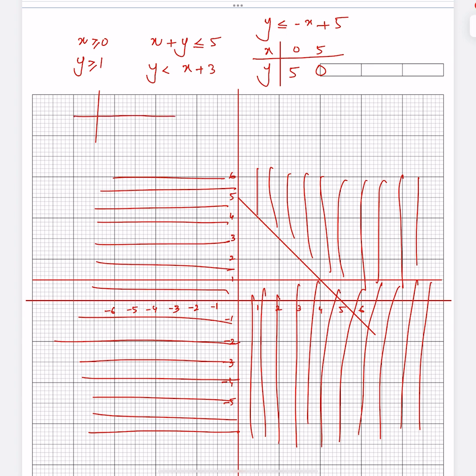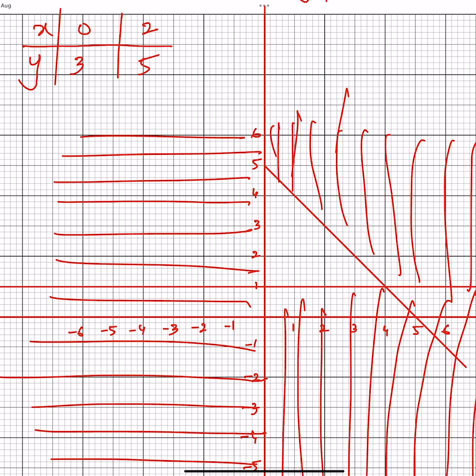Similarly, y is less than x plus 3. Again, beta, you can put the values in this. For example, if I choose x is 0, y will be 3, and if I put another value, you can put any value of your choice, but I am using, let's say, 2, so 2 plus 3 will be 5. And similarly, you can plot these two values and then you can draw a dotted line. Since the first point is x is 0, y is 3, that is this point, and then we have x is 2, y is 5, that is this point.